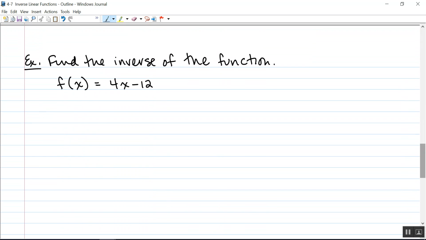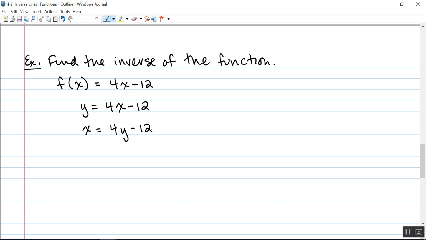We need to find the inverse of this function. F of x equals 4x minus 12. My first step is to replace f of x with y. So y equals 4x minus 12. My second step is to switch the x and the y. So instead of writing a y, I'm going to write an x. And instead of writing an x, I'm going to write a y.